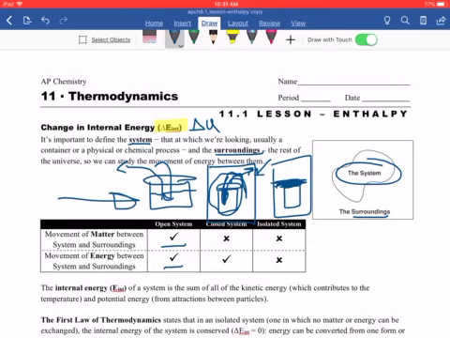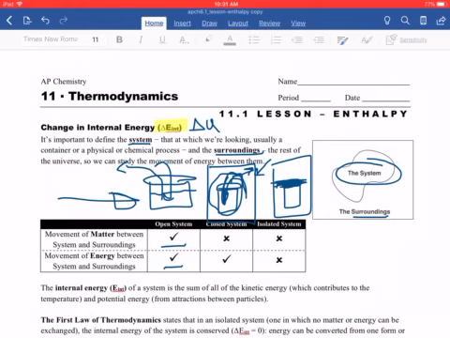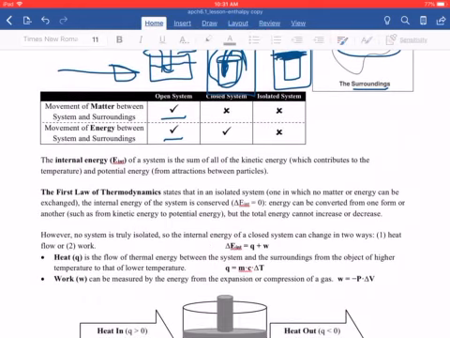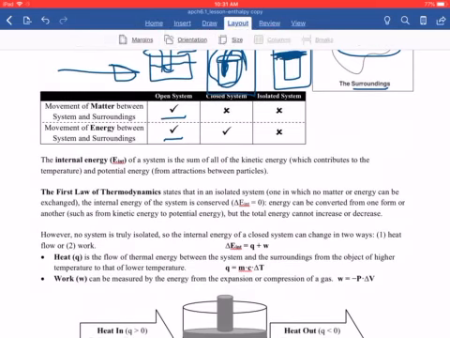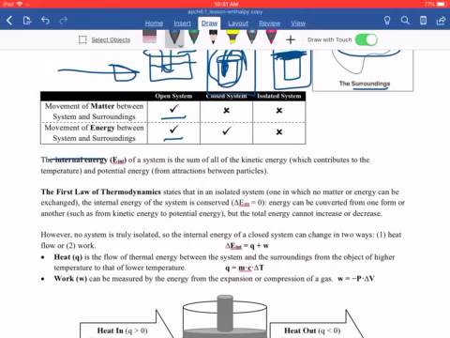All right, moving down to the next part. Internal energy, or EINT, of a system is the sum of all the kinetic energy, which contributes to the temperature, and the potential energy from attractions of particles. I would definitely make sure you know those definitions: know the definition of internal energy, know the definition of kinetic energy, and know the definition of potential energy. Kinetic energy is often abbreviated as KE. Potential energy is often abbreviated as PE.